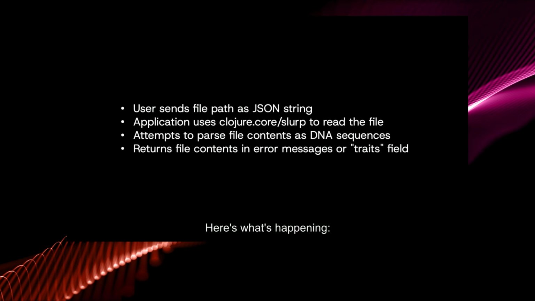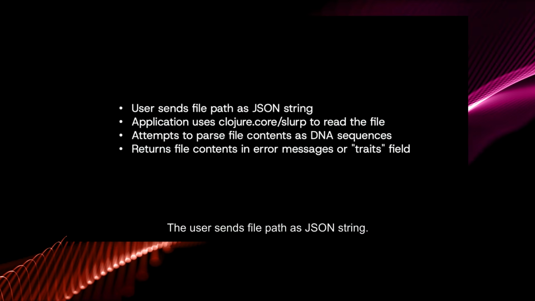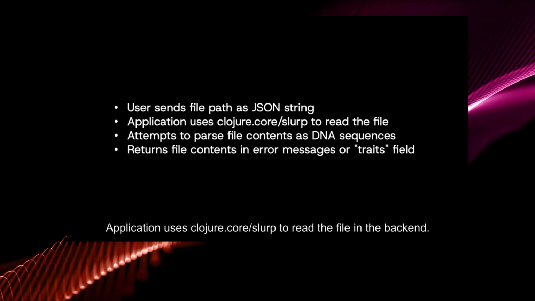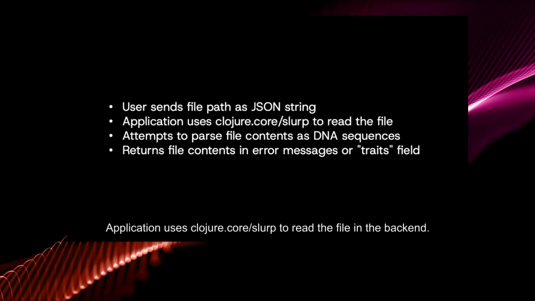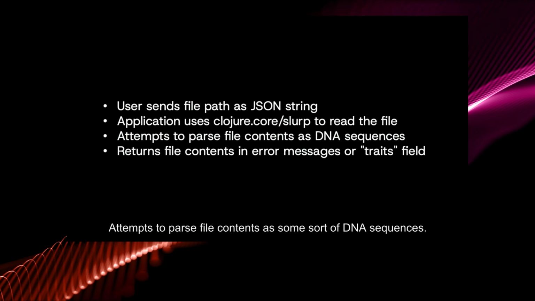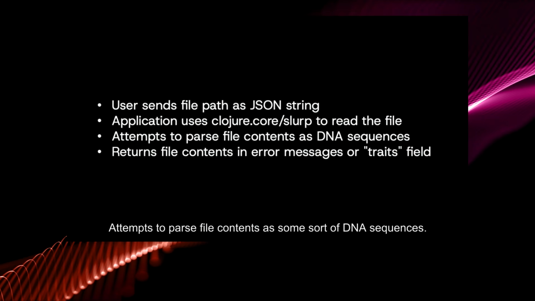Here's what's happening. The user sends file path as JSON string. Application uses clojure.core/slurp to read the file in the backend. Attempts to parse file contents as some sort of DNA sequences. Returns file contents and error messages or traits field.